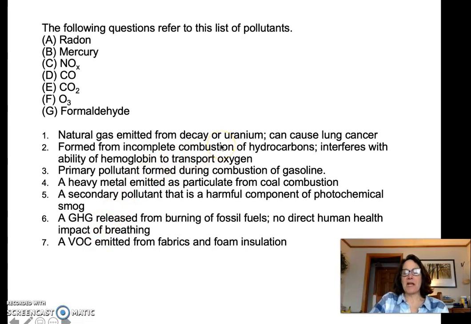Natural gas emitted from uranium, just went over that one. Formed by incomplete combustion of hydrocarbons. We talked about this earlier, but I just went over a way to mitigate the amount of that. Primary pollutant formed from the combustion of gasoline. This one should be easy, a heavy metal emitted from the combustion of coal. A secondary pollutant that is a harmful component of photochemical smog. A greenhouse gas from burning fossil fuels with no direct human health impact. And a VOC emitted from fabric and foam insulation is formaldehyde.